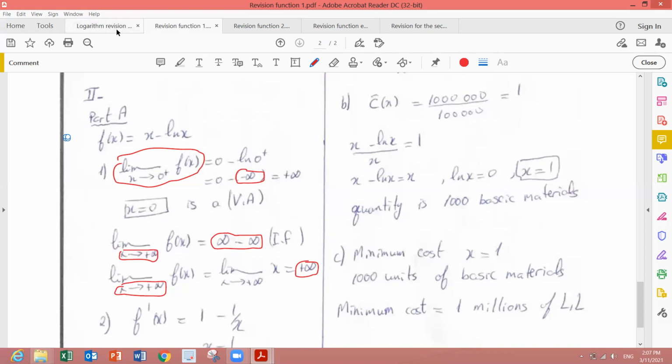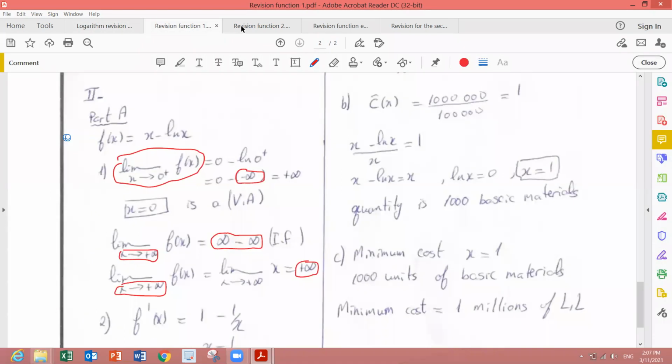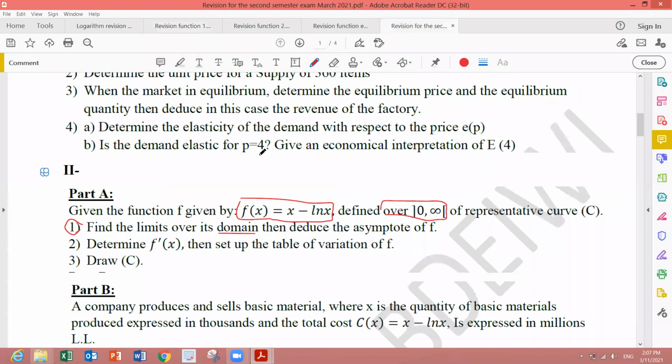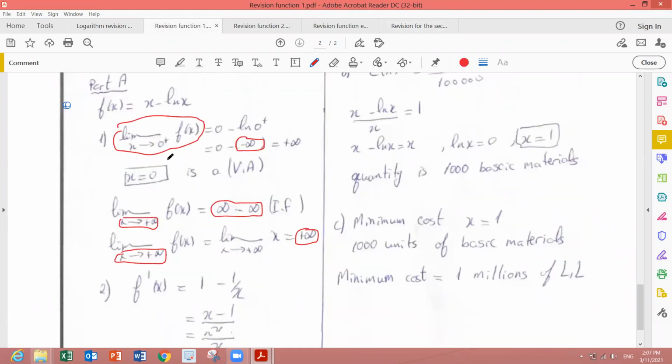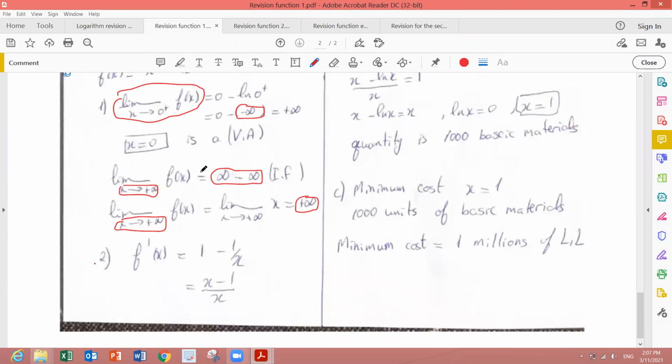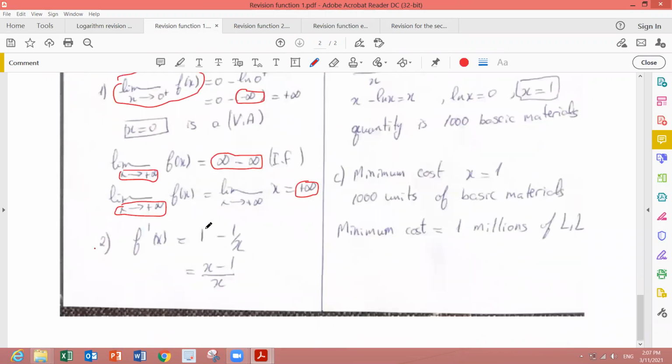Now part 2. Part 2 says determine f prime of x and set up the table of variations of f. So f prime of x: the derivative of x is 1, and the derivative of ln x is 1 over x. So we get 1 minus 1 over x. The LCM is x. We get (x minus 1) over x.